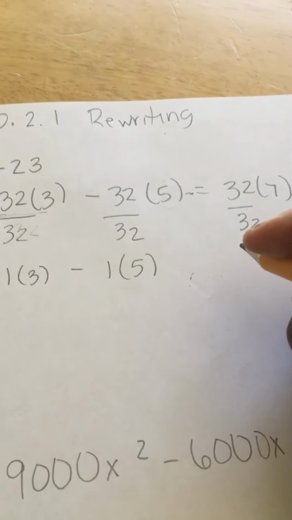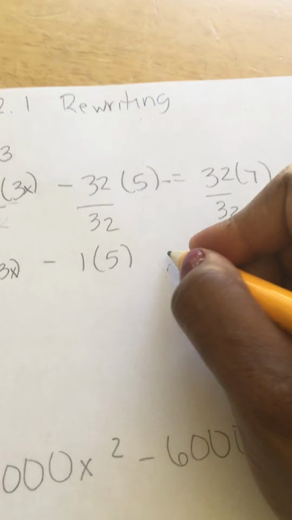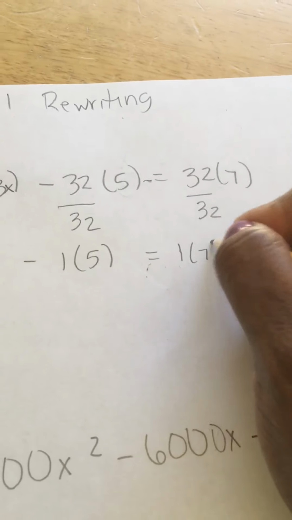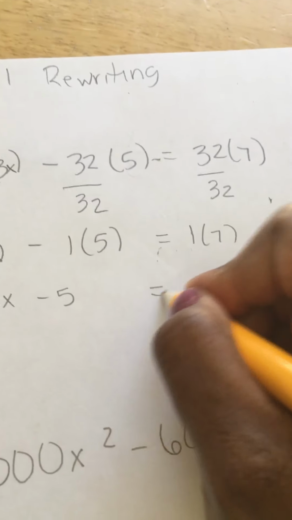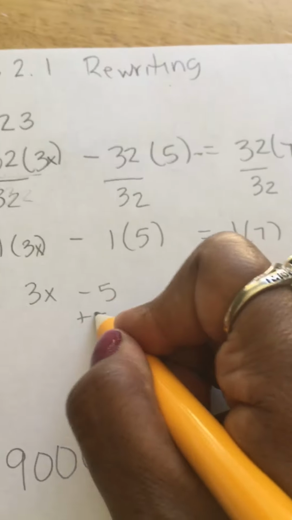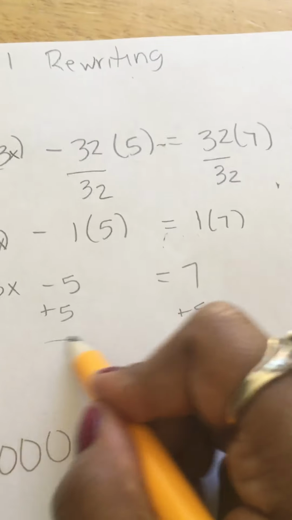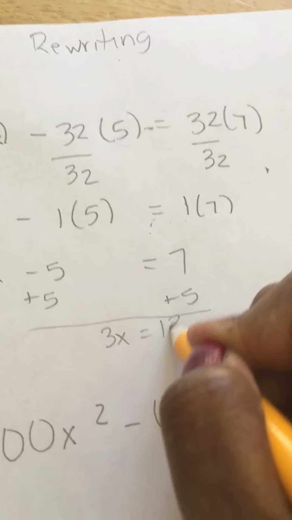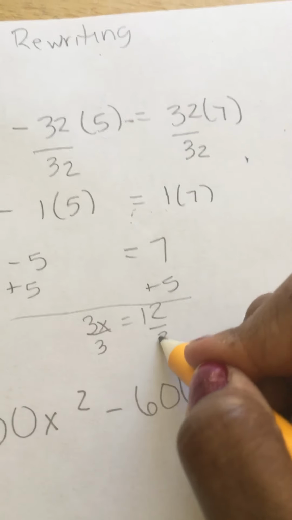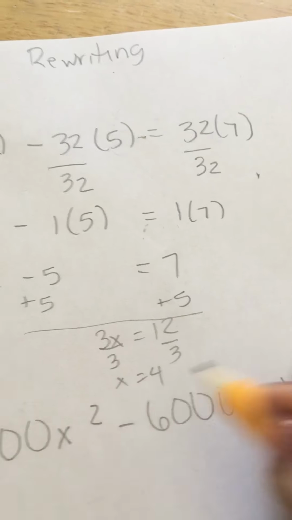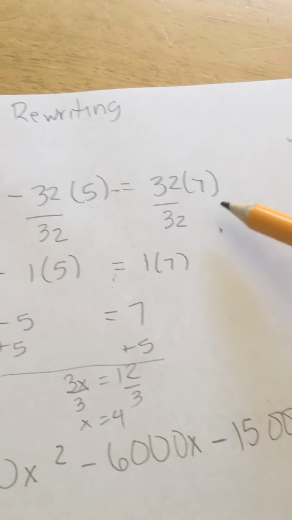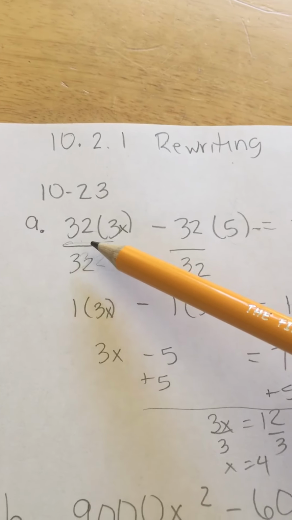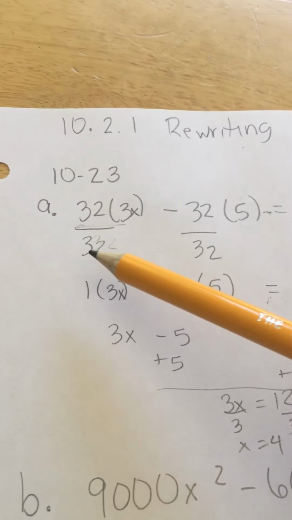I think I wrote that problem wrong. That should have been 3x. And everything else looks right. 1 times 7. So now we have 3x minus 5 equals 7. Do the opposite of 5 on both sides. Add 5, and we have 3x equals 12. You can divide by 3 on both sides, and 3 divided by 3 is 1, so we have x equals 4. Okay, now the big deal on this is you have to recognize what can you do to make it smaller. We're going to divide by 32 because everything is a multiple of 32.